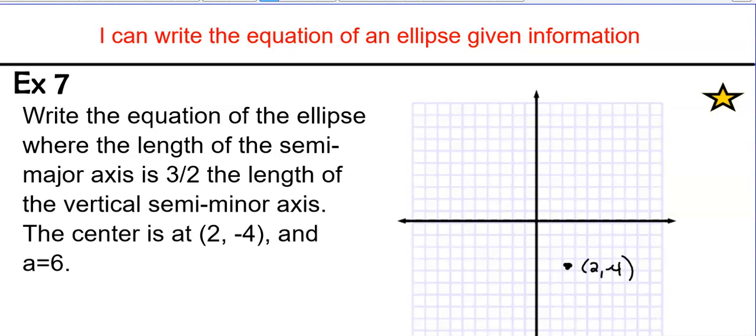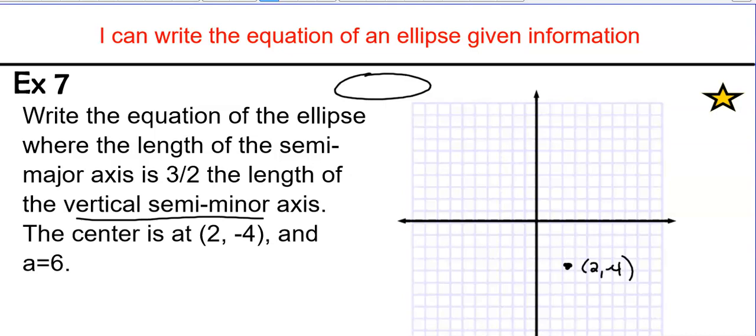So it says the length of the semi-major axis is 1.5 times the length of the vertical semi-minor. So that means that the minor axis is vertical, which means that the major is bigger, if you can wrap your head around that. So that means that the horizontal is longer, and it's 1.5 times longer, okay?